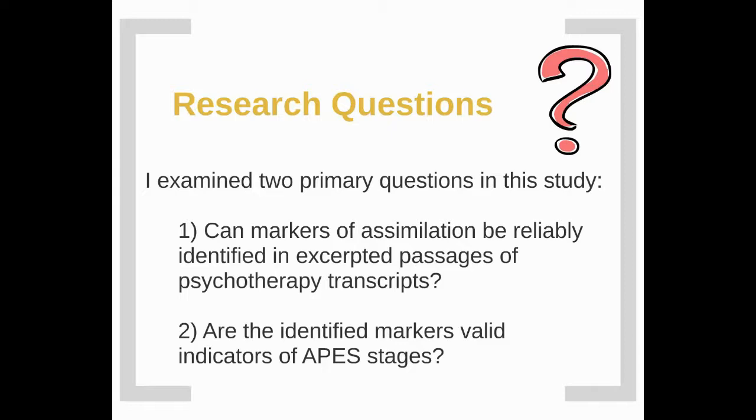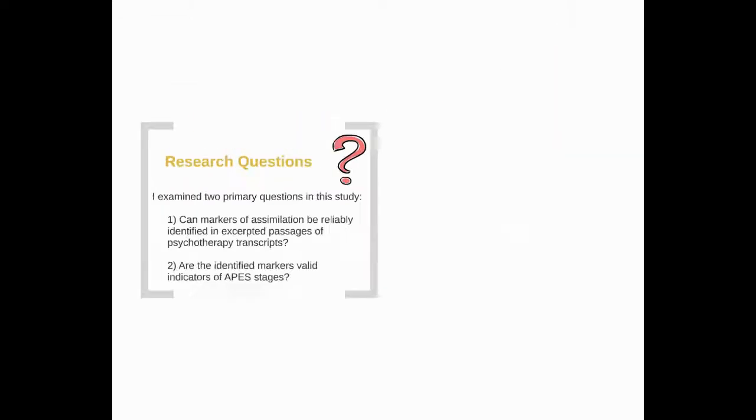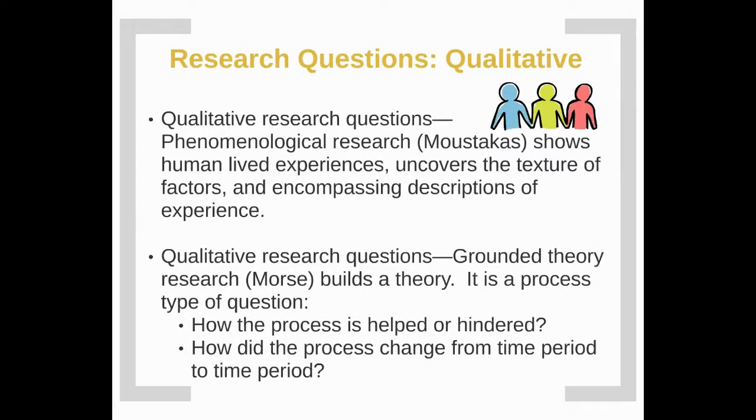Okay, so a couple of things about qualitative in particular. Phenomenological research, okay? We're trying to get at the lived experience of people, right? What's it like to be bullied? What's it like to be the bullier, right? People bully. What's their experience of bullying? They feel good about themselves? They feel worse about themselves? How does that differ between the genders, okay? How does that differ between age groups? Get their lived experience. Get the texture of those factors, okay? And descriptions, okay? Comprehensive, encompassing descriptions of those experiences.